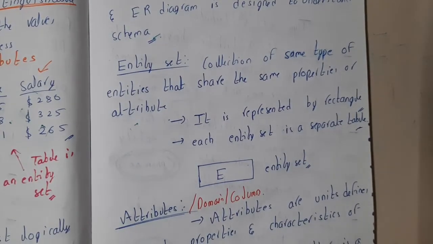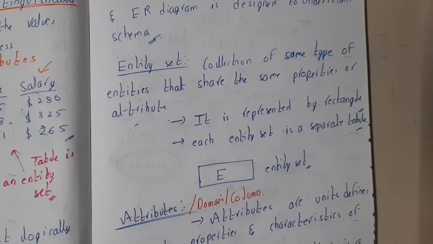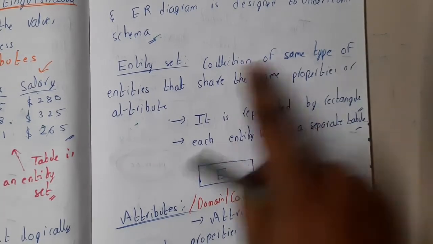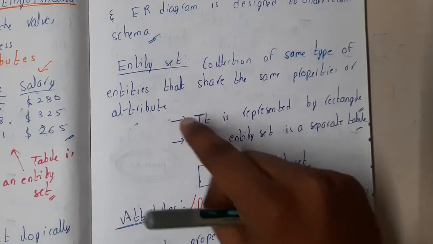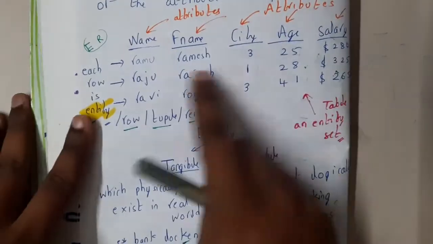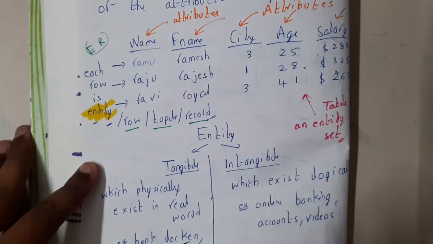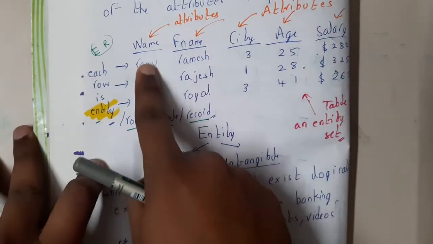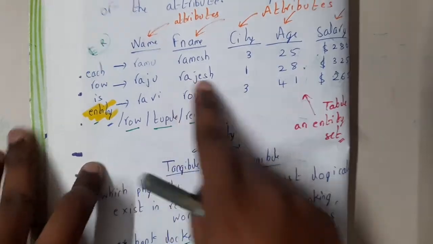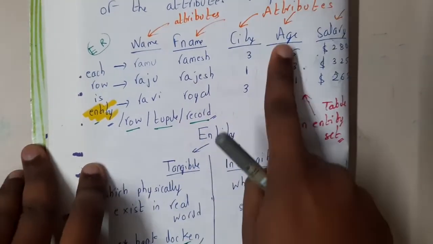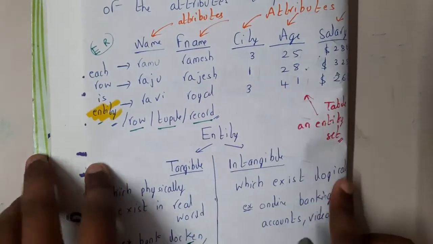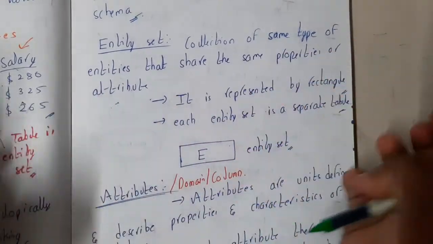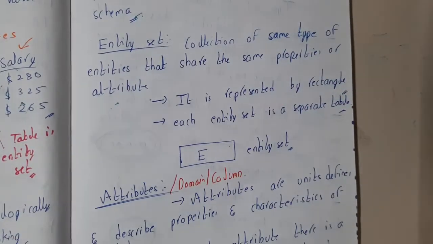So what I told you guys, I already explained what an entity set is. It is nothing but a collection of entities, right? A collection of the same type of entities. Now a few students will be like, what are these same type of entities? If you observe carefully, these three have the same properties. Everyone has a name, a father name, a city code, an age, a salary. That is a similar thing, right? So that type of similar collection is nothing but an entity set.